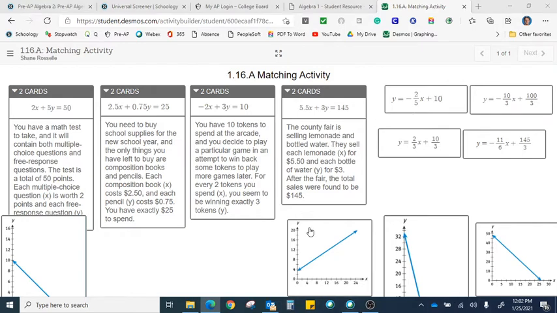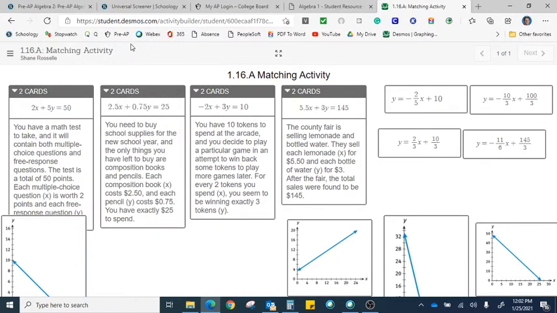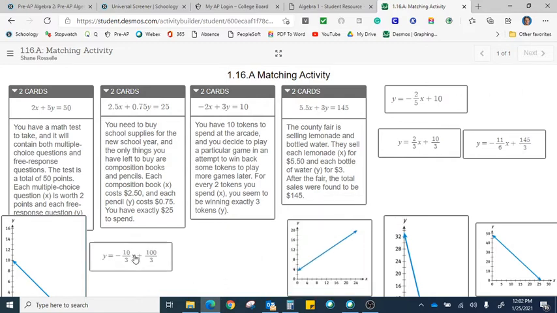So if I can take 25 and divide it by 0.75, I'm going to get 33 1/3. So this one right here, 33 1/3, well, this looks like 100 divided by 3 is 33 1/3, because if I multiply 33 by 3, I get 99. So that's the closest fit right here, which would be this one. So I can match that up there.